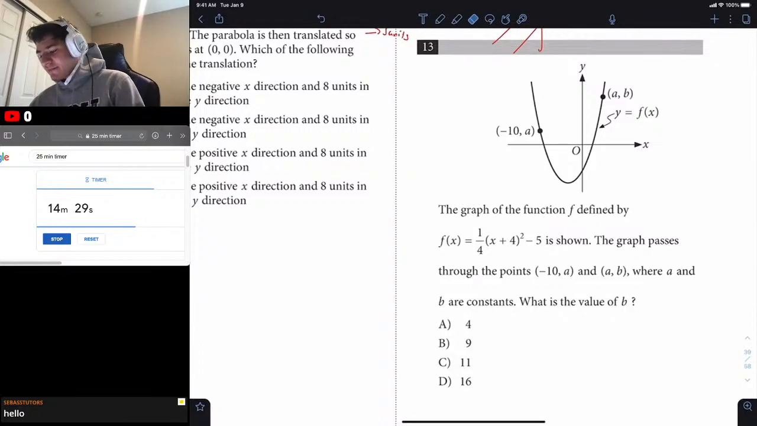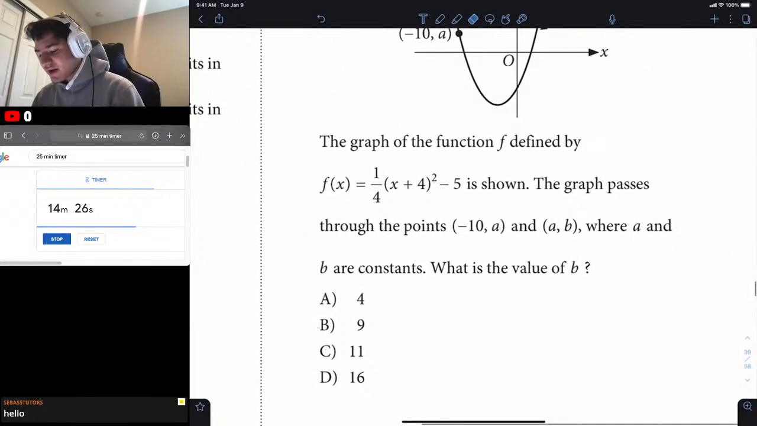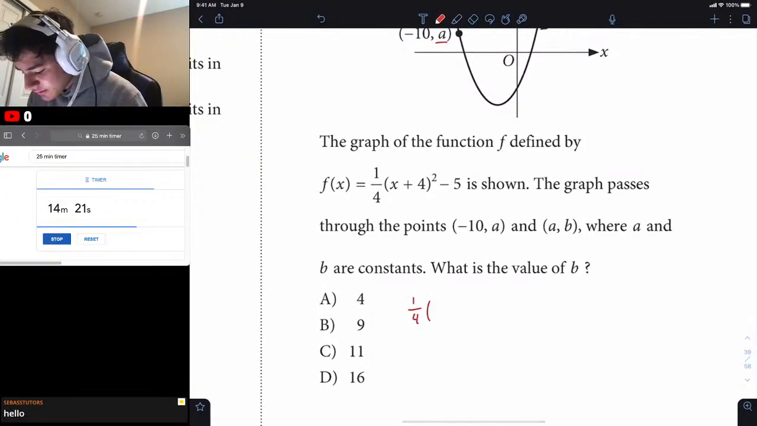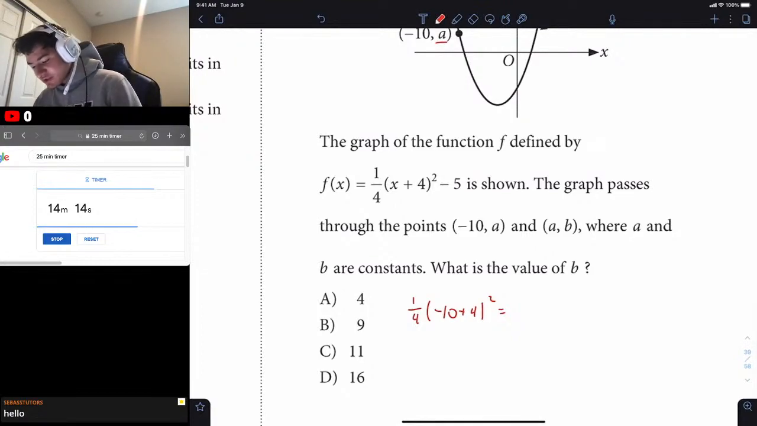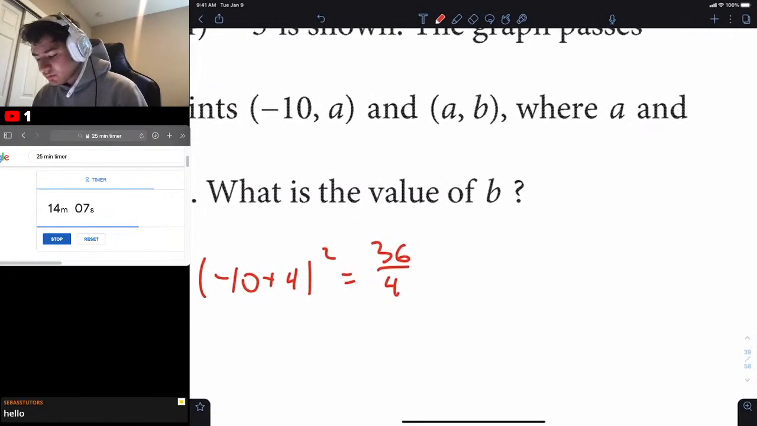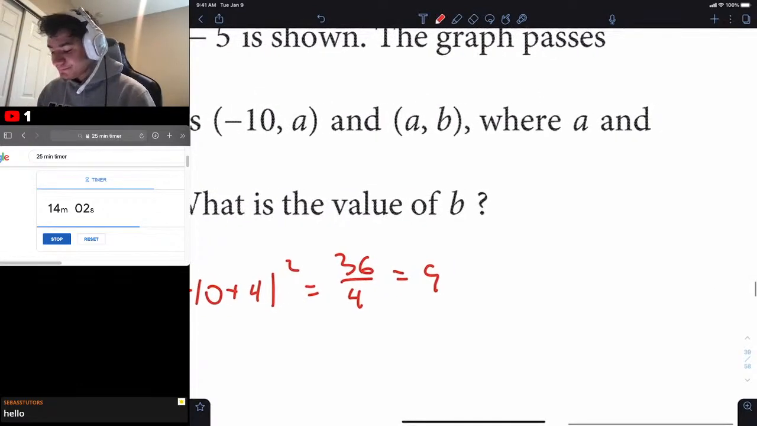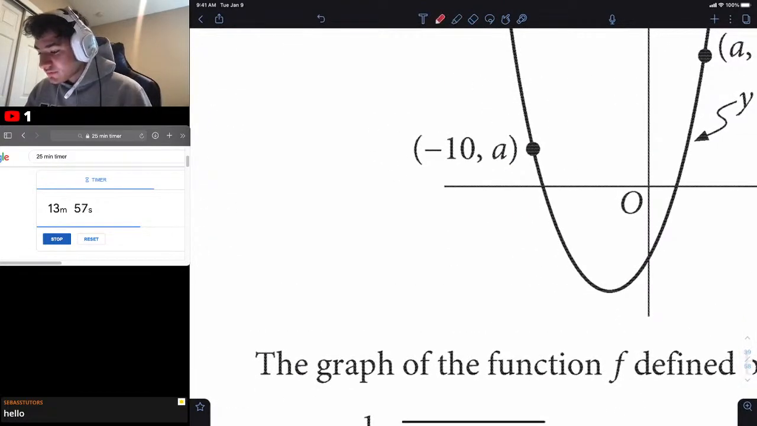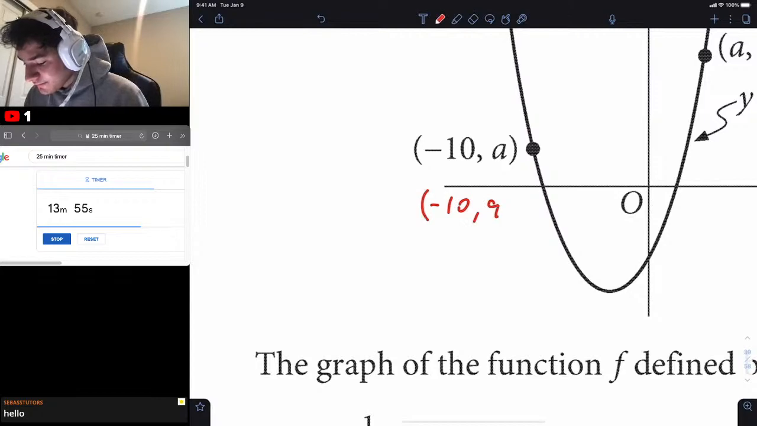First let's find the value of a. So let's plug -10 into x and find our y value, which would be a. So we get 1/4 times (-10 plus 4) squared equals, let's see, -10 plus 4 is -6, squared is 36, divided by 4. So 36 over 4. 36 divided by 2 is 18, divided by 2 is 9. Okay, so we know that a is 9. So this is really the point -10, 9.